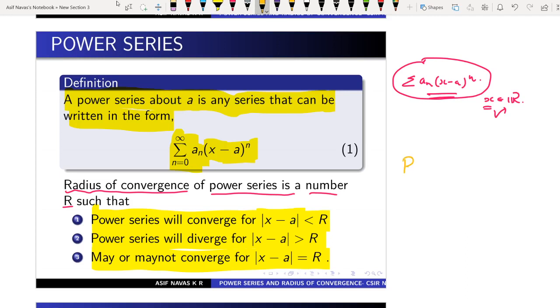So if this is the radius of convergence, the power series converges for all x such that |x minus a| less than R, and for |x minus a| greater than R, the series diverges. Okay, so this is important. So if you take any x in the interval (a minus R, a plus R), then this series will be convergent.